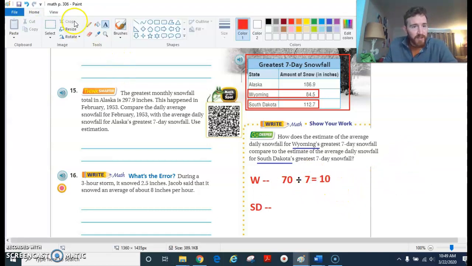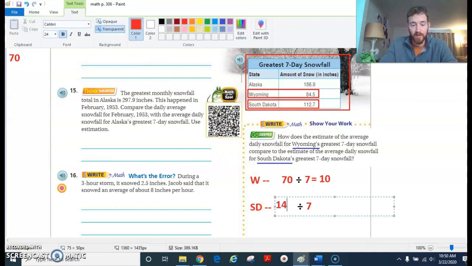Now for our next one, I'm going to grab and copy some things here. We're still dividing by 7 for our compatible numbers, but we're looking at South Dakota's amounts now. I'm going to get things set up over here. Again, we're dividing by 7. South Dakota's number is 112 and 7/10. For me, it's not the closest, but what I would do is use 140 as a compatible number here. So I'm going to use 140 divided by 7.